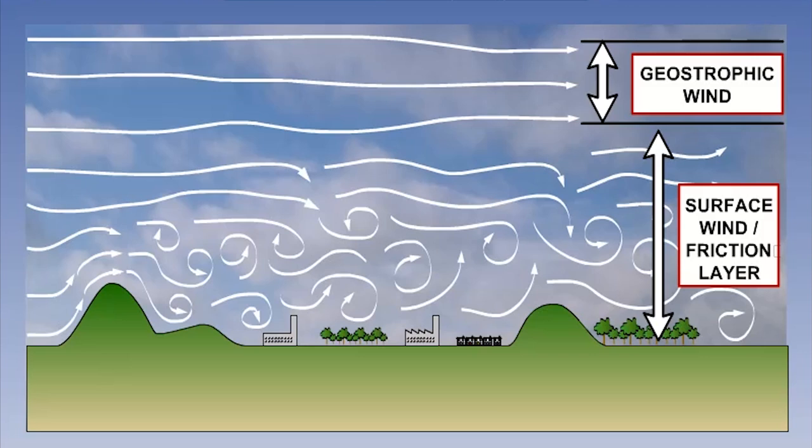If you remember, the height of the friction level changes, depending on the time of day and the nature of the surface. Generally, though, we can consider the friction layer to extend up to about 2,000 or 3,000 feet. It is above this that the geostrophic wind blows when we have straight and parallel isobars.